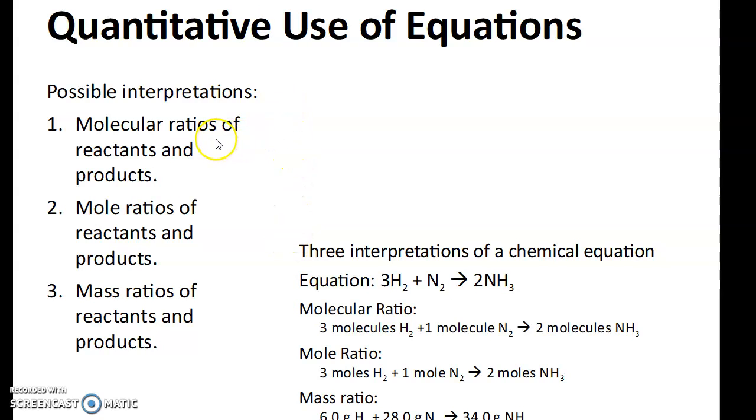You can look at the molar ratios of the reactants and products, the molecular ratios of the reactants and products, or the mass ratios of these. So you can have 3 molecules of this forming 1 molecule of this, plus 1 molecule of this forming 2 molecules of this. Or 3 moles of this, 1 mole of this, 2 moles of this. Or 6 grams, because it's 3 times the 2. 28 grams, because the N is 14 times 2. That's 28.